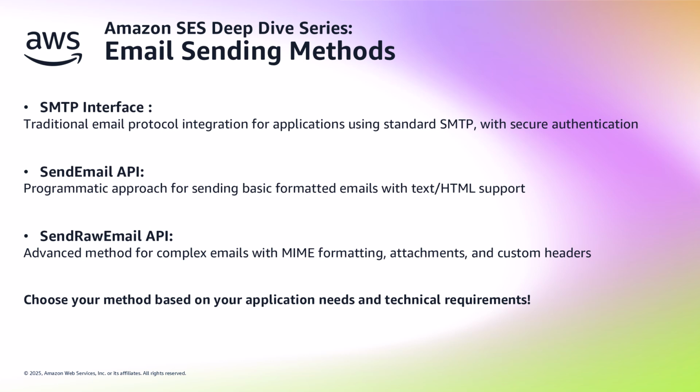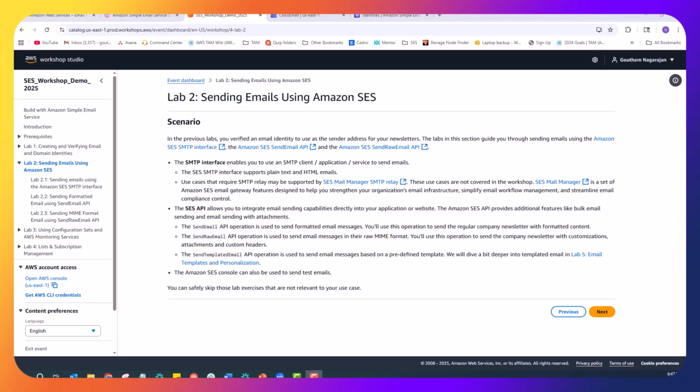And we also have the Send Raw Email API. This provides the ultimate flexibility for complex formats, attachments, and custom headers. This method handles MIME formatted messages and is ideal for advanced email scenarios. So, now let's dive into the practical implementations of each method.